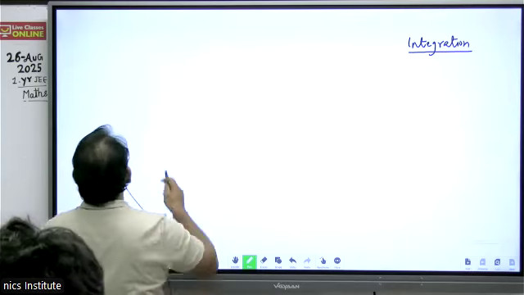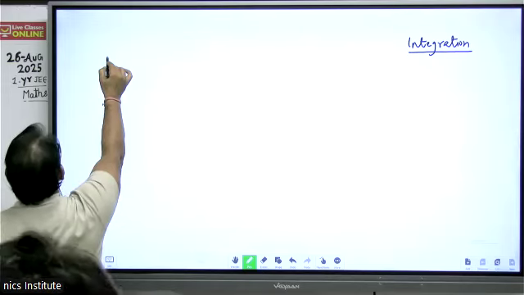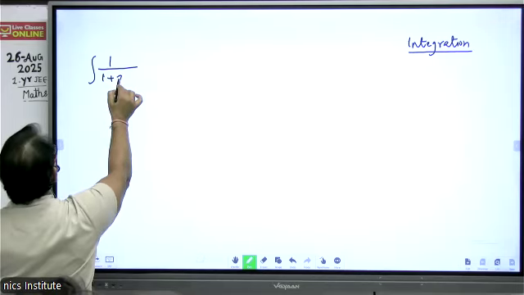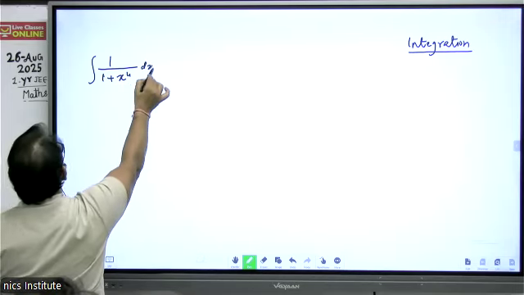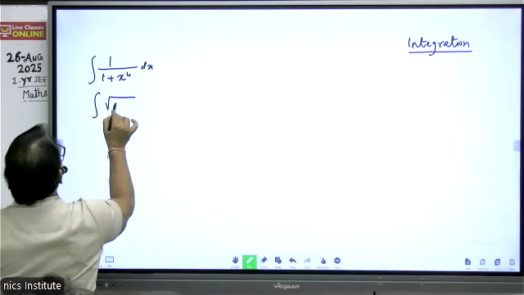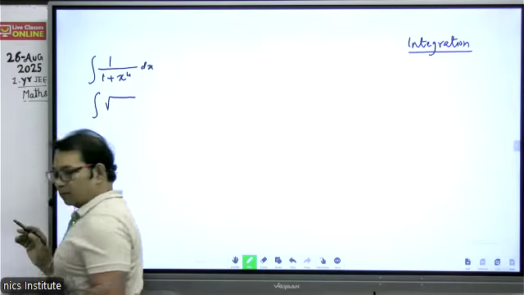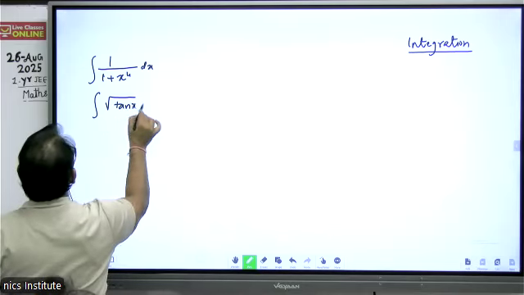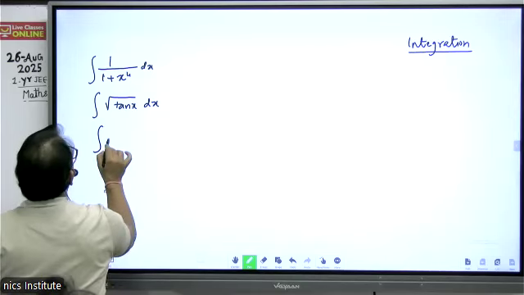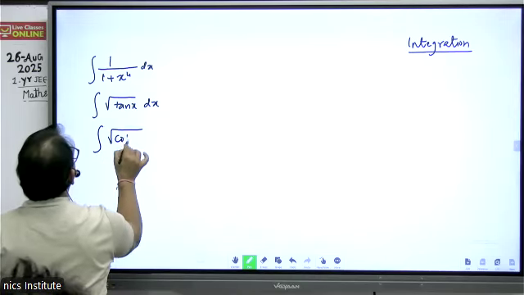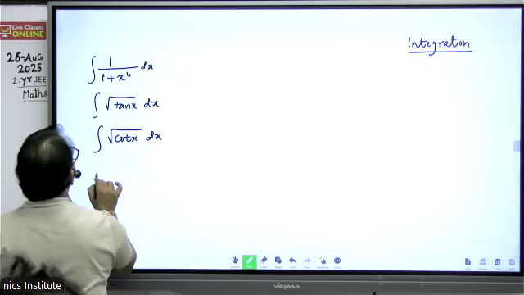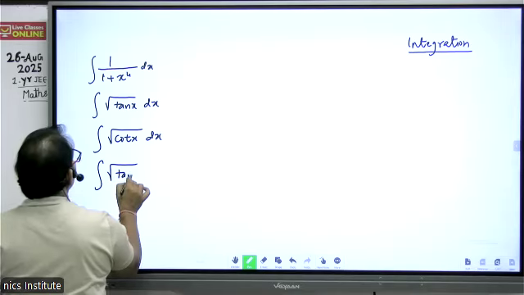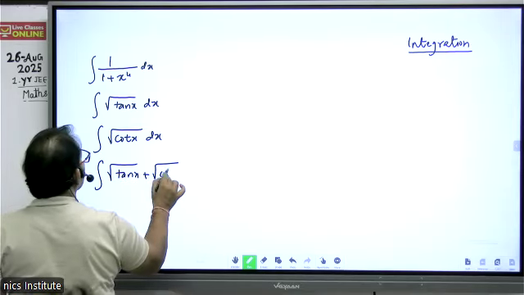Now the questions of the type integration 1 over 1 plus x to the power 4 dx. Have I done this type of questions? Root tan x. Okay. Root cot x. Integration of root tan x plus root cot x.